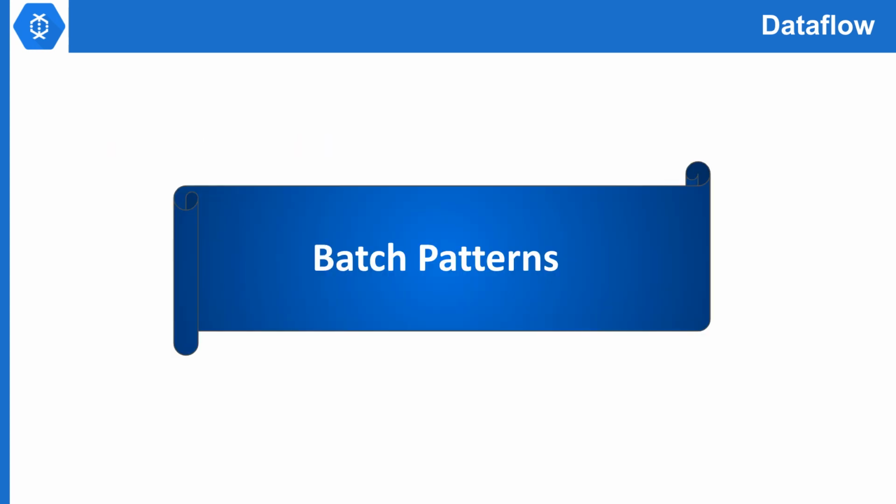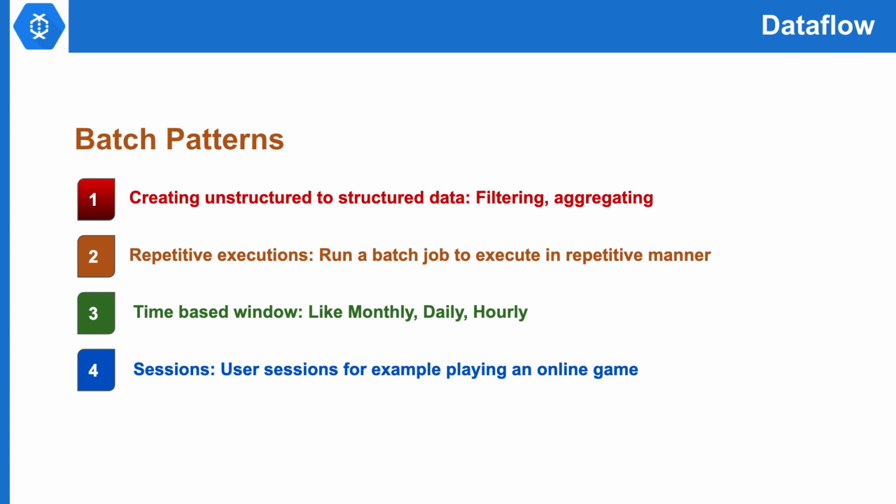MapReduce and FlumeJava were able to process different types of batch patterns. Some of the batch patterns we will talk about here: creating structured from unstructured data, repetitive execution, time-based window, and sessions. First is creating structured from unstructured data. It means performing filtering and aggregation on unstructured data to make it structured. For example, reading data from a file system, preparing structured data using filtering and aggregation, and then writing to an analytical database. Repetitive executions.